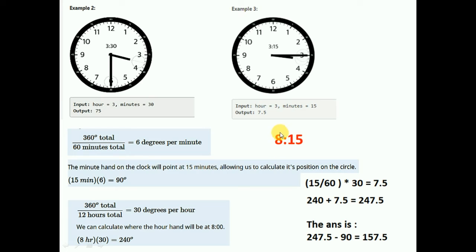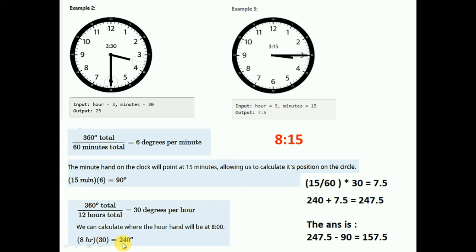Then what is the hour? 8. There are 12 hours in total and the total degree is 360. So per hour we will have 30 degrees. That means from this section to this section it is 30, 30 and 30. So now we have to calculate 8:15. For 15 we have calculated that it is 90 degrees, and for 8 we have to calculate. One hour is 30 degrees, so for 8 hours it will be 240 degrees. Then we have to subtract them.